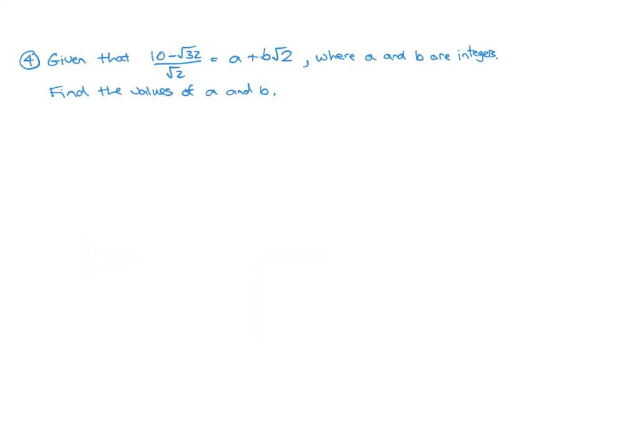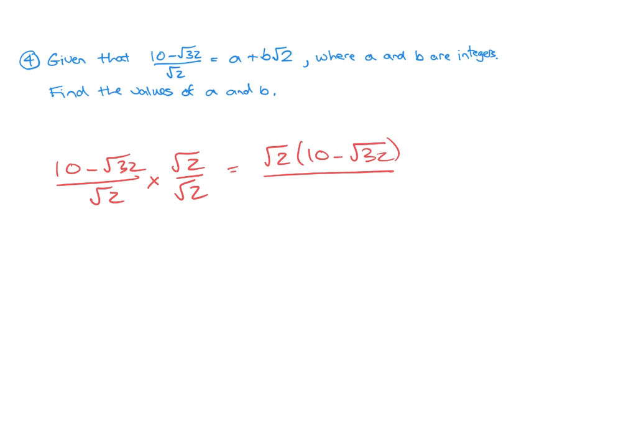And finally, we are given a statement here that 10 minus the root of 32 divided by root 2 is equal to a plus b root 2, where a and b are integers. Find values of a and b. So basically, I just need to turn it from this form into this form. So 10 minus root 32 over root 2. I will rationalize the denominator, so I'll multiply the top and bottom by root 2. So at the top now I will have root 2 multiplied by 10 minus the root of 32, divided by 2.